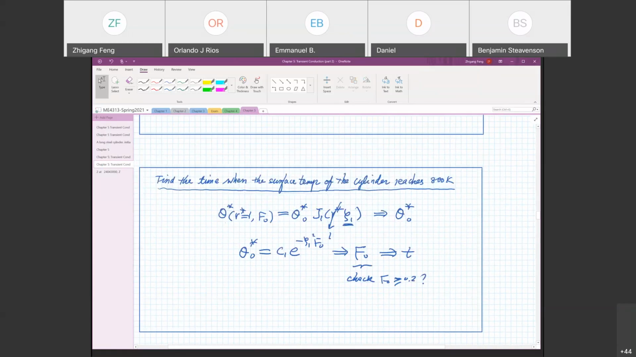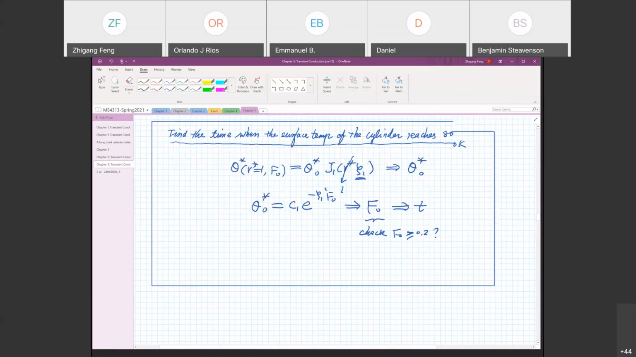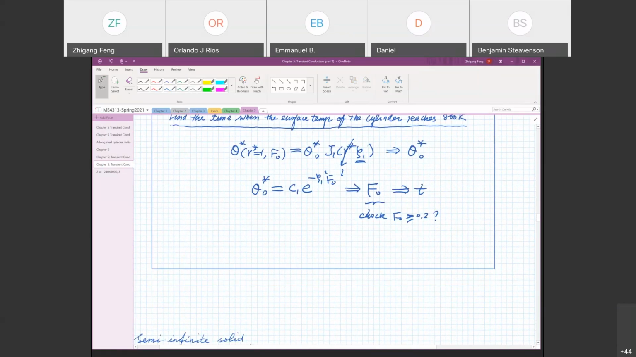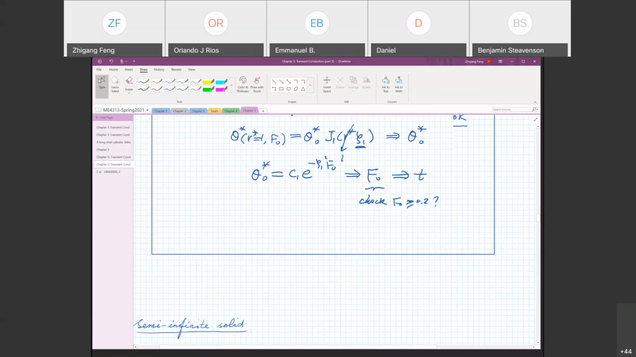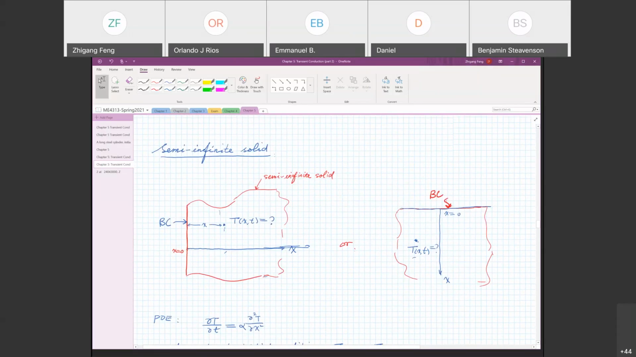We spent 40 minutes to give a review of part 1 of chapter 5, and we also did one example using two different methods. Next, we are going to study transient conduction in a semi-infinite solid.